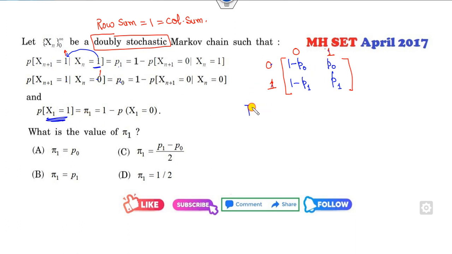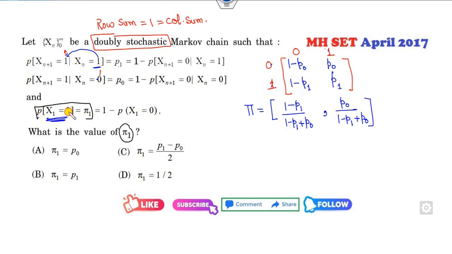So can you find the stationary probability? It will be 1 minus P1 over the diagonal sum, 1 minus P1 plus P0, and P0 divided by 1 minus P1 plus P0. Fine. Now your target is to find pi 1. Pi 1 is the probability at state 1, which is here. So pi 1 is my P0 divided by 1 minus P1 plus P0.